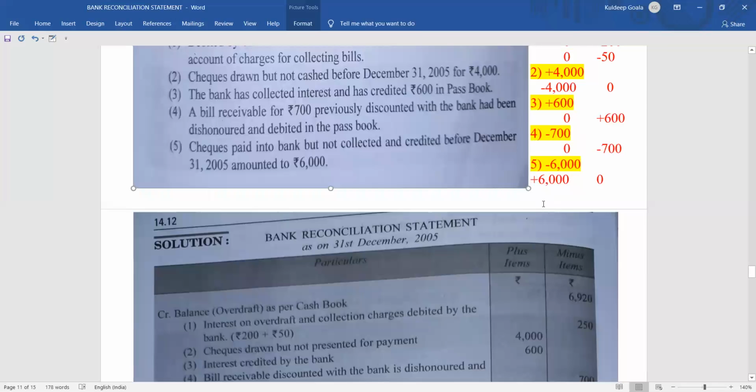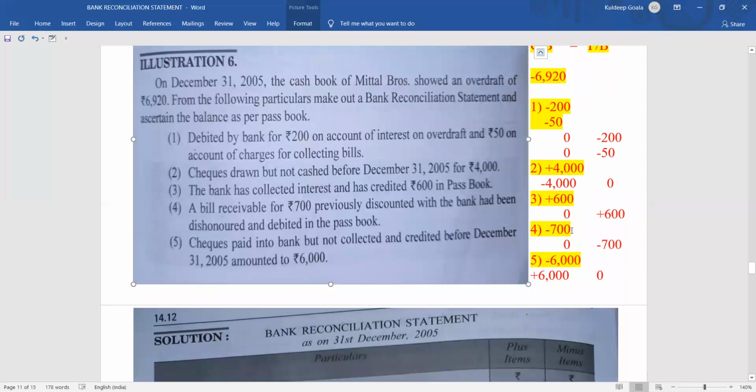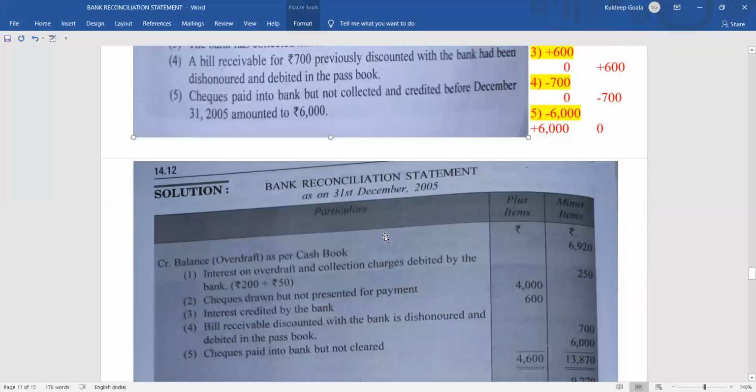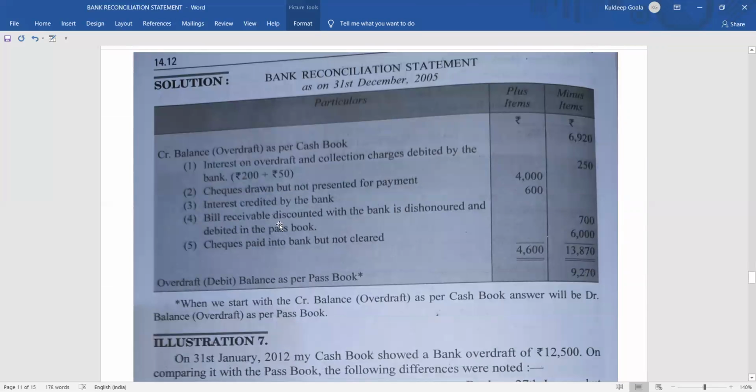Okay. Then coming to the next one, number 4, it is minus 700. We have already seen that it is minus 700. So now how to do the adjustment? A bill receivable of 700 previously discounted with the bank had been dishonored. So you can write like that same way: a bill discounted with the bank is dishonored. It is minus, so it will be coming in the minus side, 700.